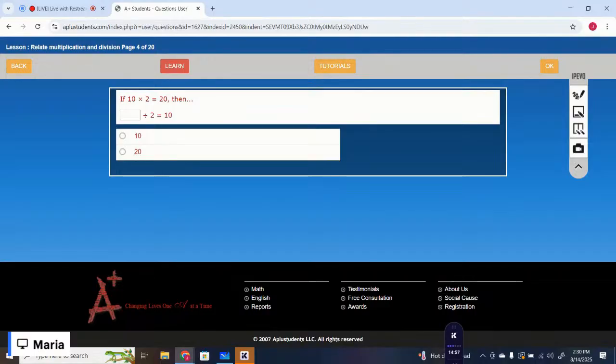If 10 times 2 equals 20, then 20 divided by 2 equals 10. Option number 2 is the correct option. 20 it is.